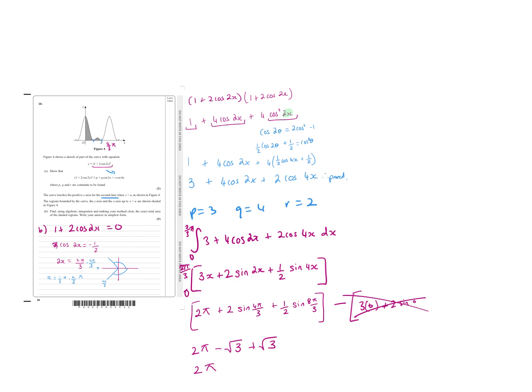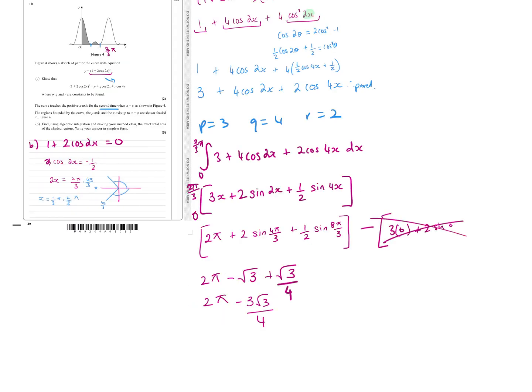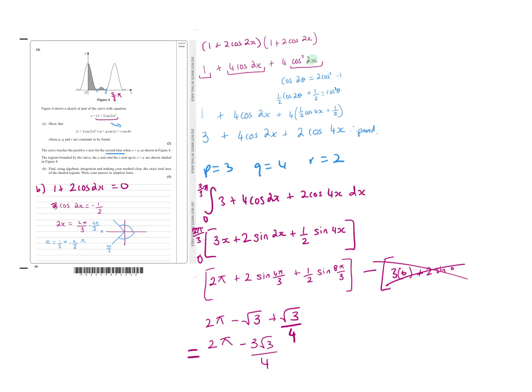This is root 3 over 2, right? Multiplied by a half. No, it's root 3 over 4. Root 3 over 4. Yeah. That's fine. So what's minus root 3 plus root 3 over 4? It's minus 3 root 3 over 4. Yeah. Okay. So, therefore, this is the area of the shaded region. Great work, everyone.